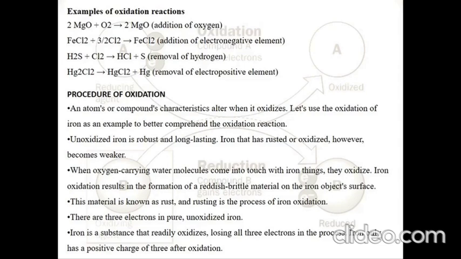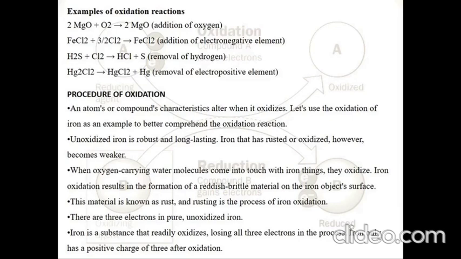Unoxidized iron is robust and long-lasting. Iron that has rusted or oxidized, however, becomes weaker. When an oxygen-carrying water molecule comes into touch with iron objects, they oxidize. Iron oxidation results in the formation of a reddish brittle material on the iron object's surface. This material is known as rust, and rusting is the process of iron oxidation.